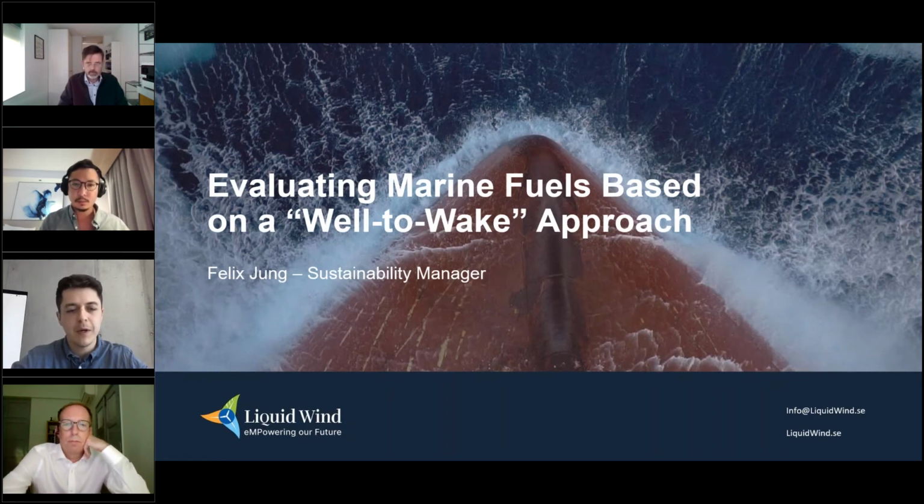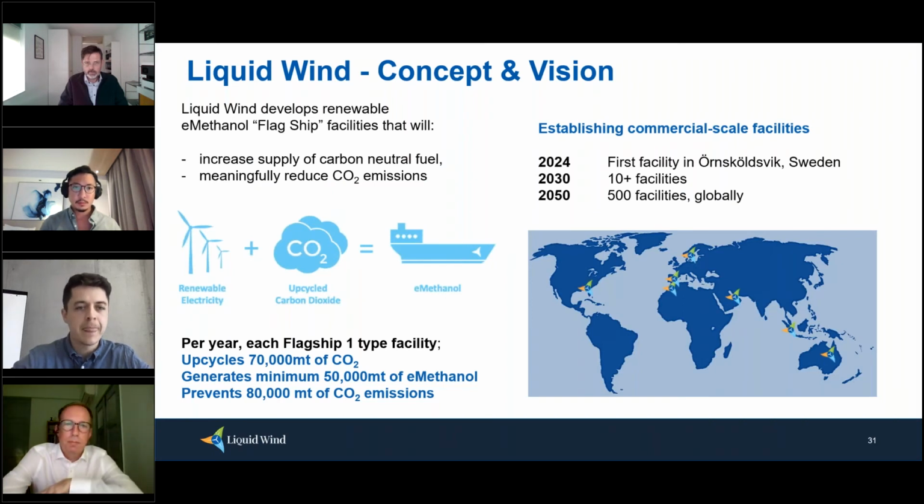We recently published a white paper on the life cycle analysis of e-methanol. But first, I want to introduce what Liquid Wind is. We are a project development company that's focused on e-methanol facilities. We're currently in the closing stages towards financial close for our first facility called Flagship 1, where we produce around 50,000 tons of e-methanol while upcycling 70,000 tons of CO2. That facility will be in the north of Sweden, and we're planning to produce our first quantities in 2024 and start construction later this year.